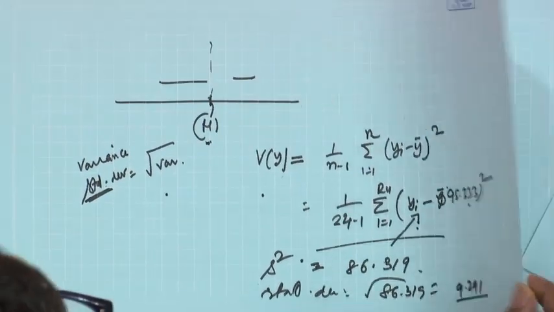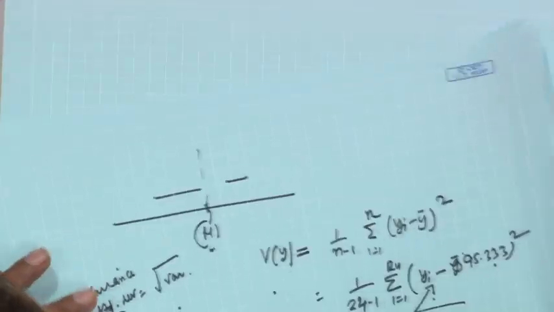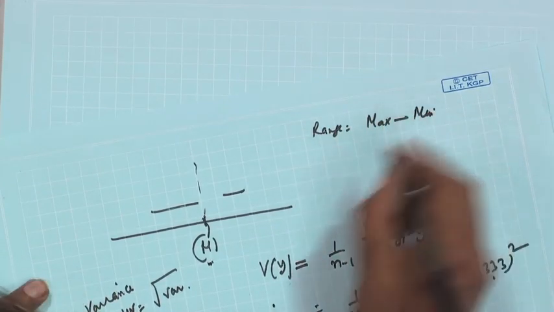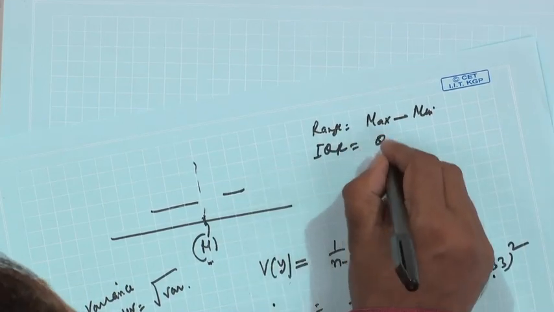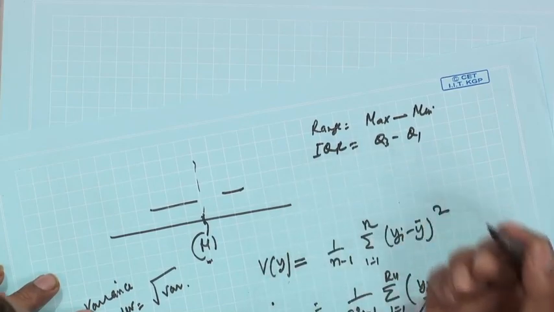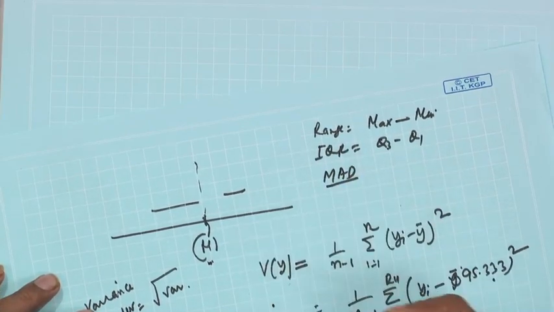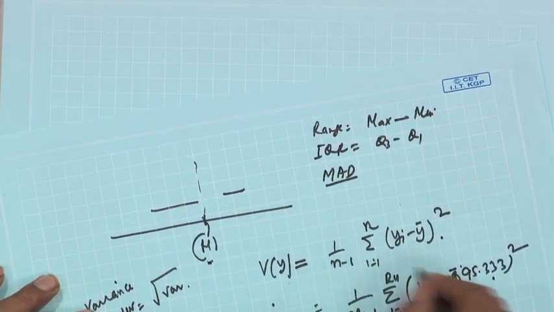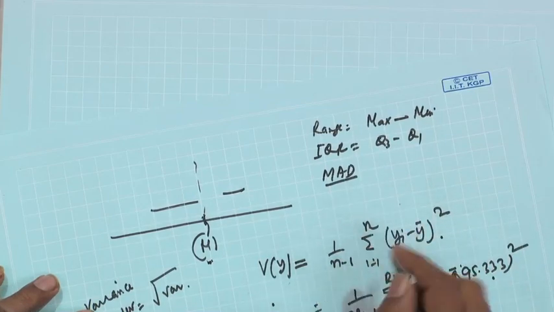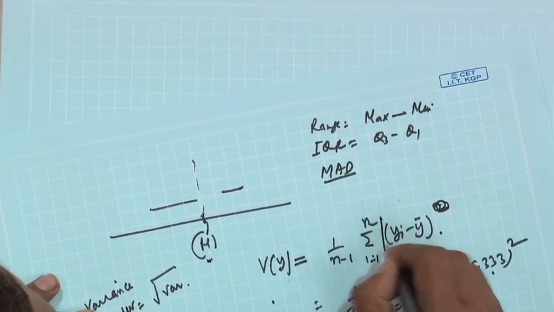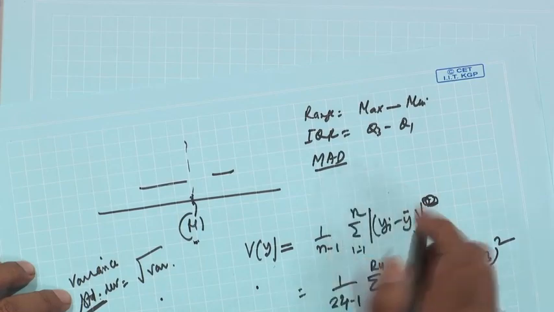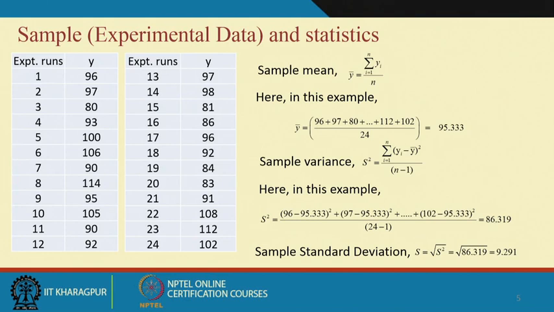Apart from variance and standard deviation, the other measures of dispersion are range, that is max value minus min value, and IQR, the interquartile range, that is Q3 minus Q1. There is also the mean absolute deviation, MAD. From the deviation from the mean, instead of the square you just take the absolute value and find the mean of those. That is another measure. In DOE, design and analysis of experiments, we will be primarily concerned with the mean.